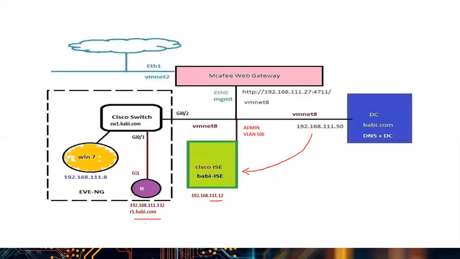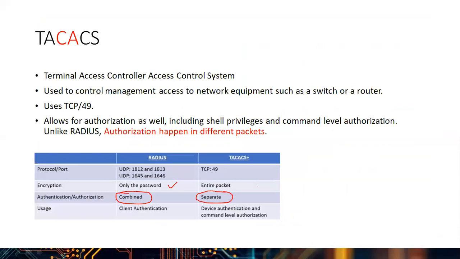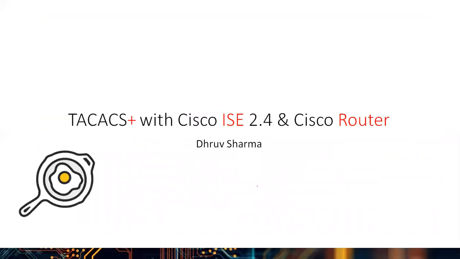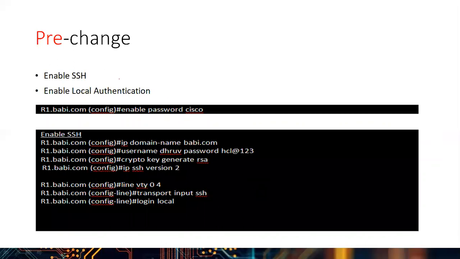So first things first, we're going to look into the router. In this router, we're going to push some commands to enable it and point it towards TACACS, which is nothing but ISE. We need to ensure that this router is pointing towards 111.12. Before we do the configuration, we have to make some prerequisite changes.